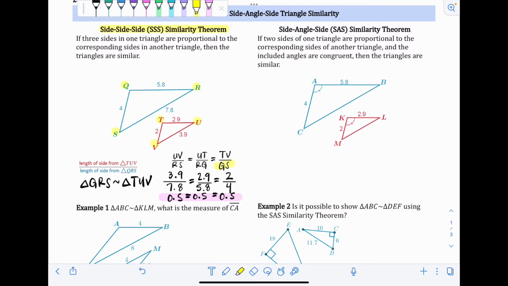And then the second new theorem for today is the side-angle-side similarity theorem. So if two sides of one triangle are proportional to the corresponding sides of another triangle and the included angles are congruent, then the triangles are similar.